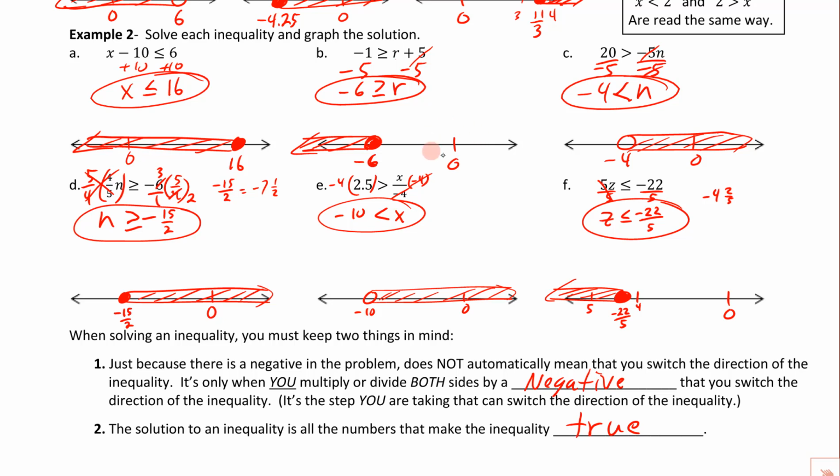If you try and pick something that's outside that shaded area, like if we plugged in a 0 into this one right here, this would be 0 plus 5. This would say 5 here, -1 here, and this would say -1 is greater than or equal to 5, and we know that that's not true. So anything in the shaded area is a solution. It makes the inequality true. Anything not in the shaded area is not a solution. It wouldn't make the inequality true. All right.